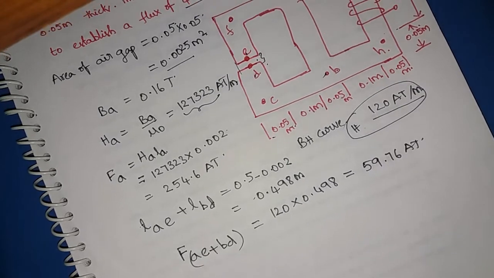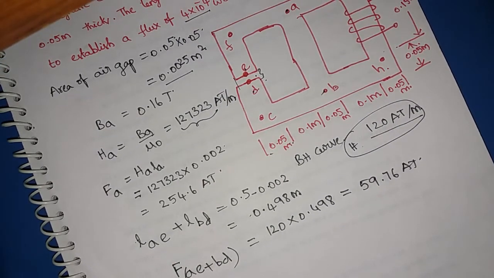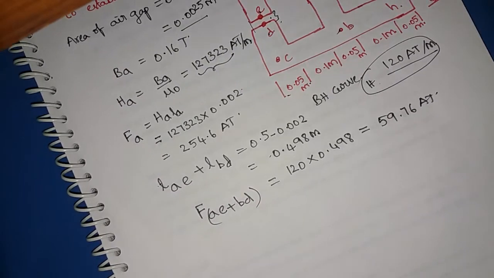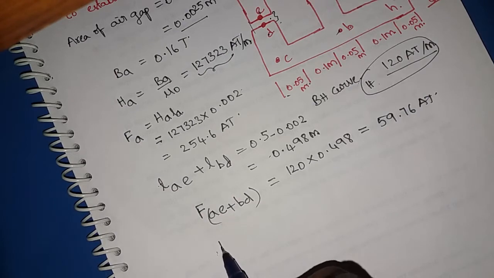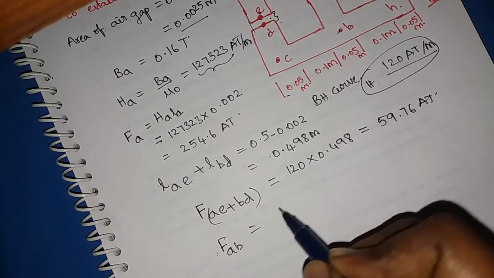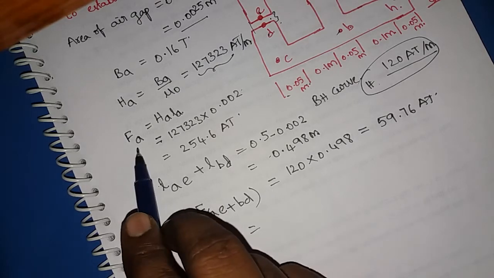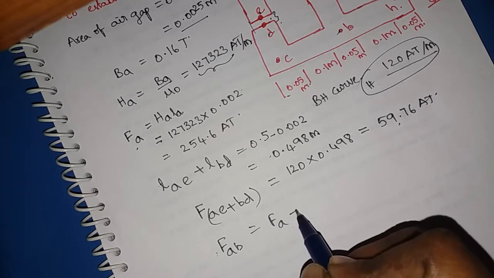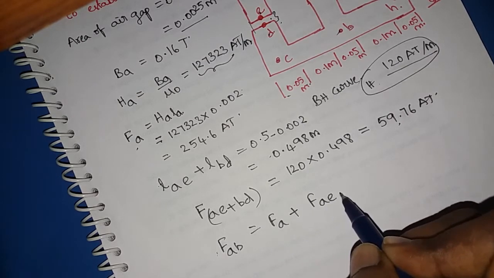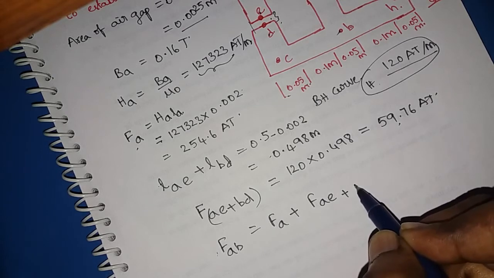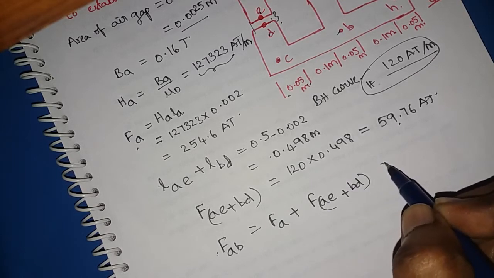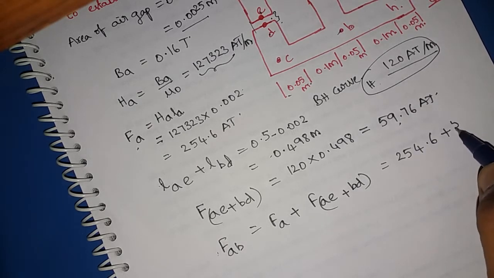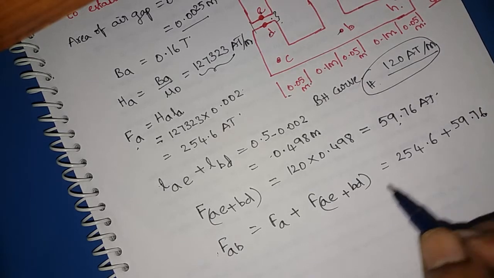Thus here AB is parallel with AE, ED and DB. Therefore, let's find the MMF across path AB. That is FAB is equal to the air gap and this one, Fa plus FAE plus BD. So the value is 254.6 plus 59.76. Yeah, this is around 314.36.